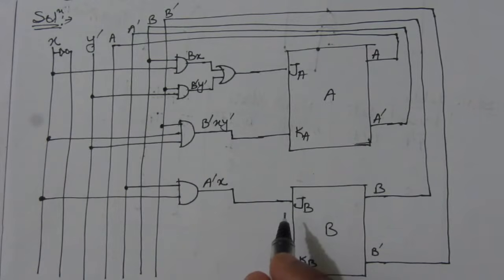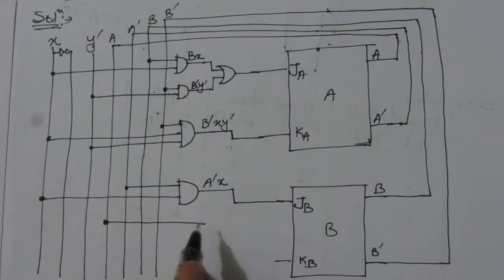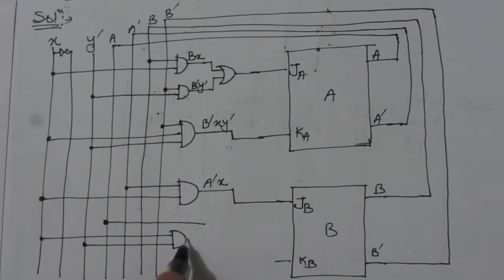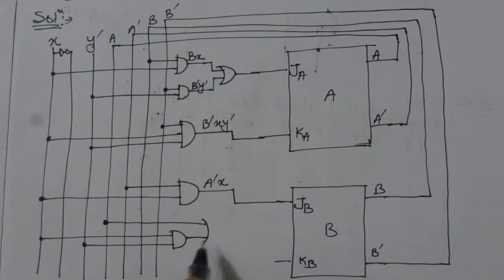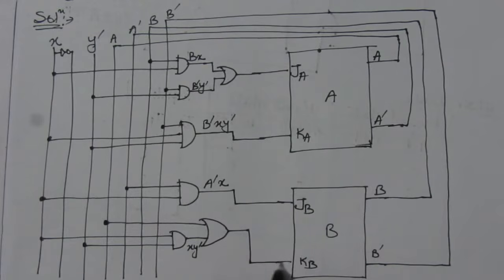Next we have KB. KB is A plus XY bar. Take a line from A. This is the A line. This will be added to XY bar. So take a line from X and a line from Y bar, use an AND gate, and these two will be the inputs of an OR gate because we have A plus XY bar. This is nothing but KB. So this output will be connected here.